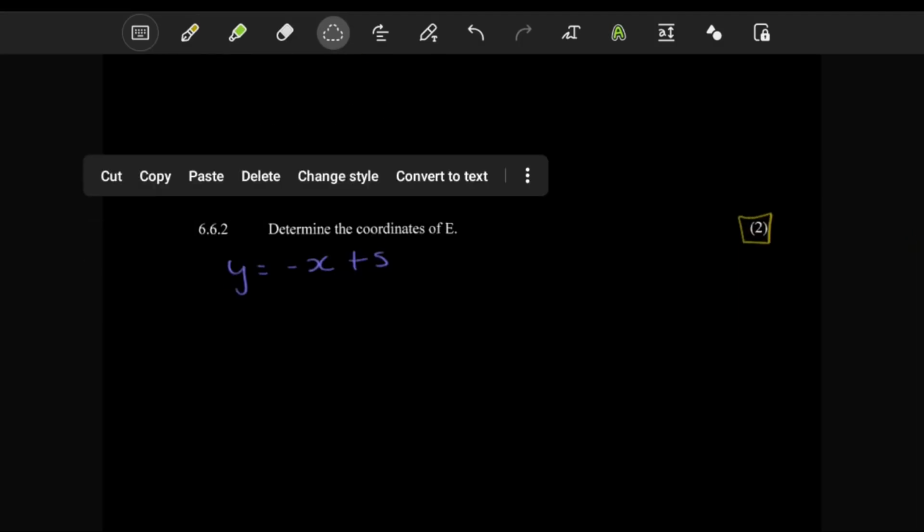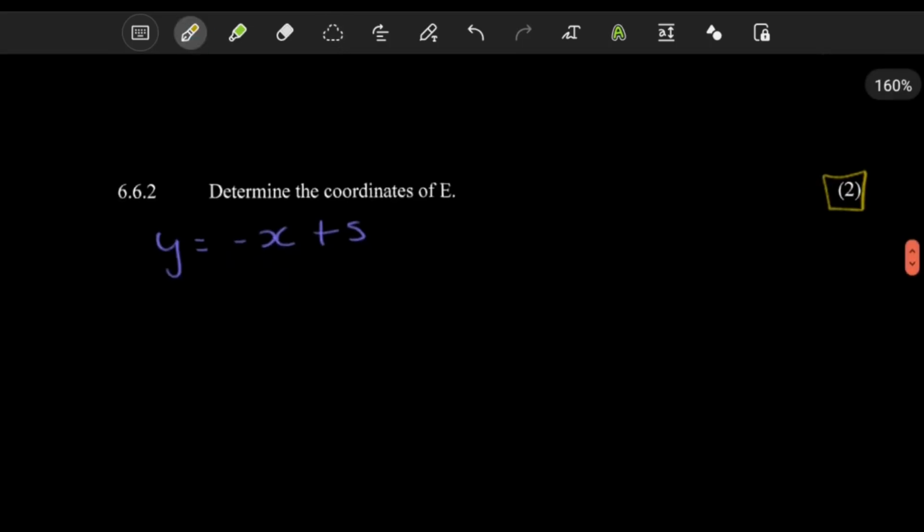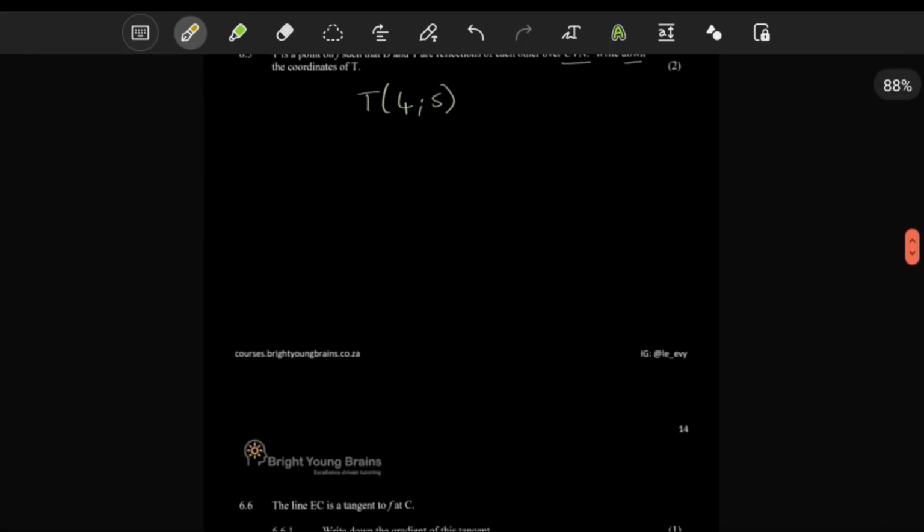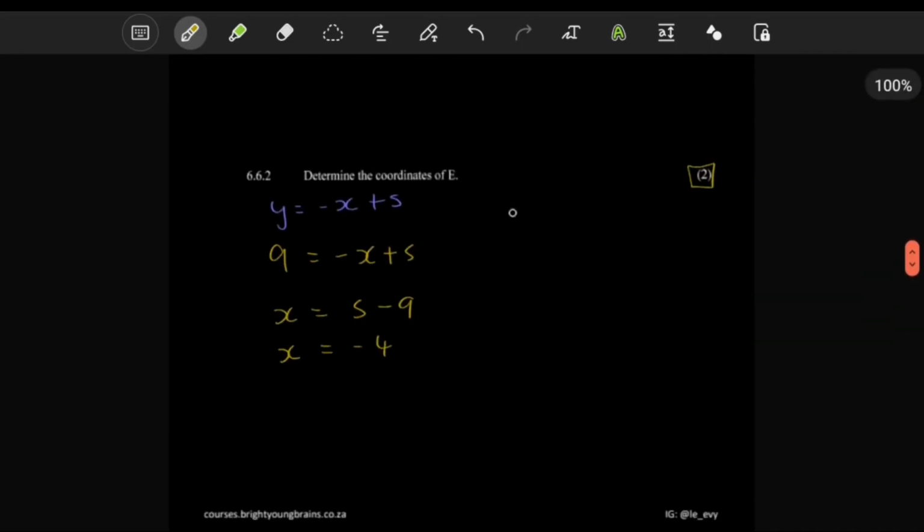So let us do it. Where y is, we're going to throw a 9. Where x is, we're just going to work it out. X is going to go over to the other side. Here you're going to end up with 5 minus 9. This is just giving us -4. And then the coordinate of E is therefore -4 and 9, like that.